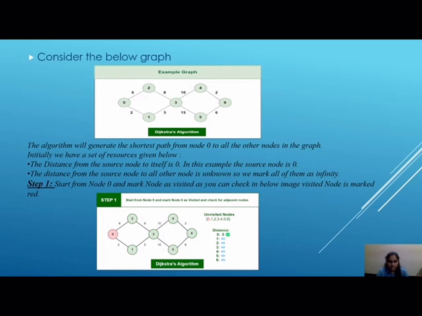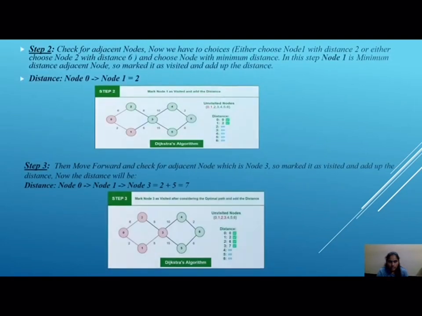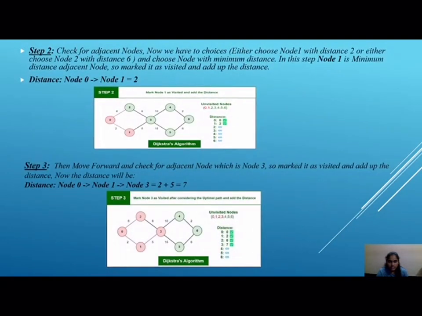Now let us see step 1. We have to start from node 0 and mark the node as visited. As you can check in the image below, the visited node is marked red. Step 2. Check for adjacent nodes. Now we have choices. Either choose node 1 with distance 2 or choose node 2 with distance 6, and choose the node with minimum distance. So in this step, node 1 is the minimum distance adjacent node. So mark it as visited and add up the distance. So the distance becomes 0 plus 2, 2.